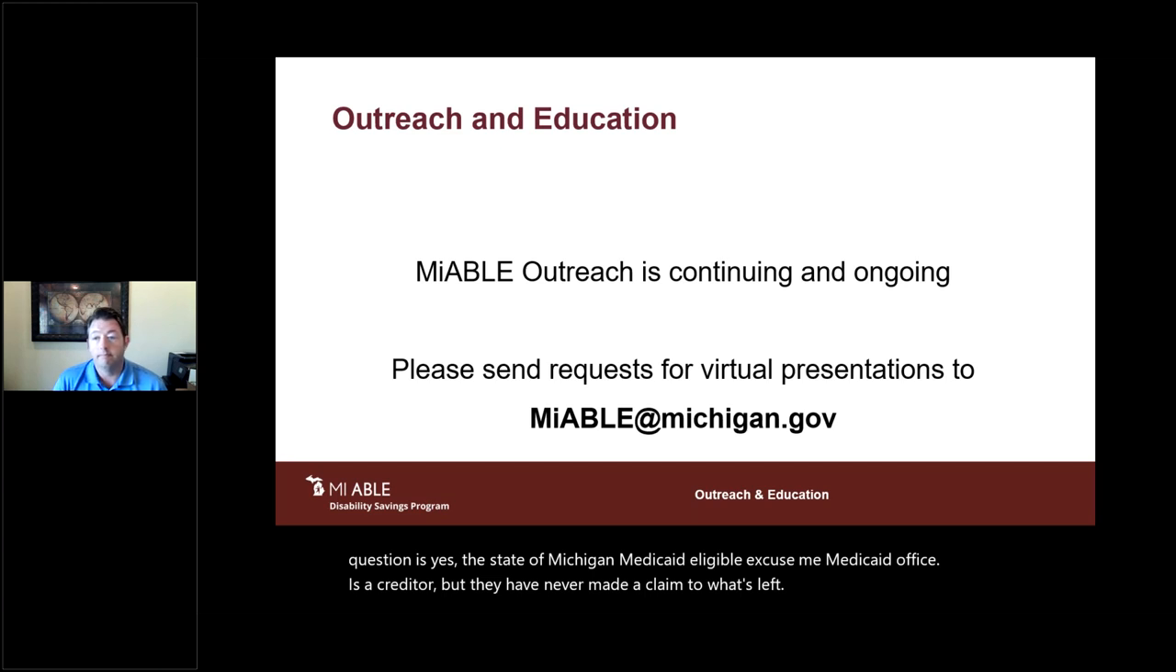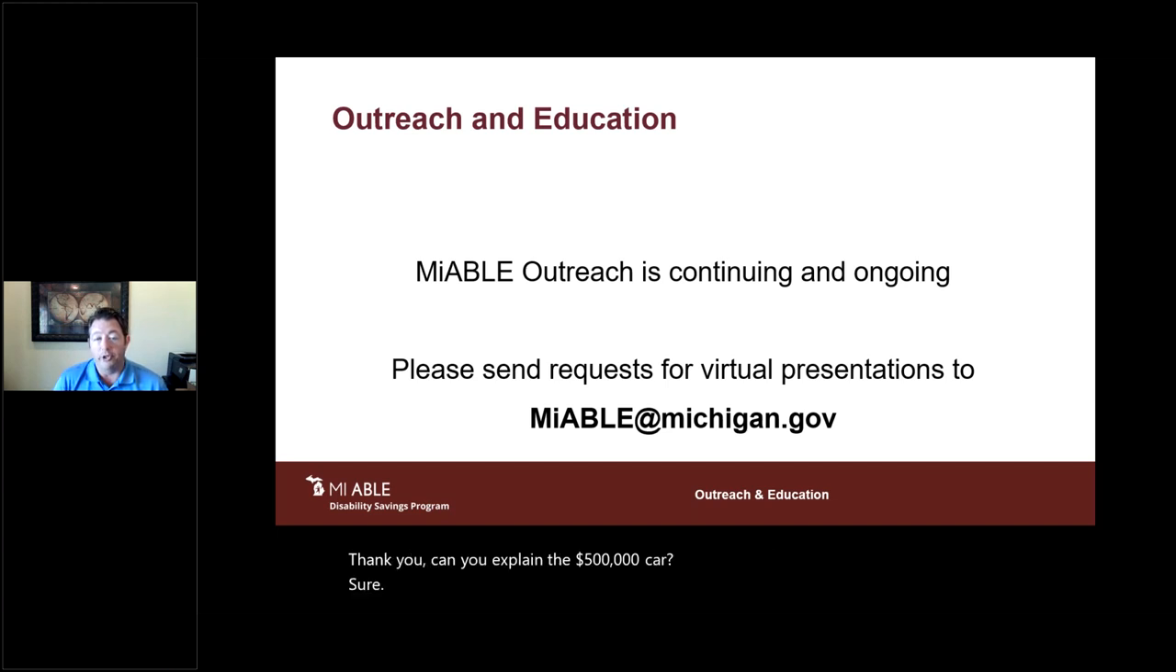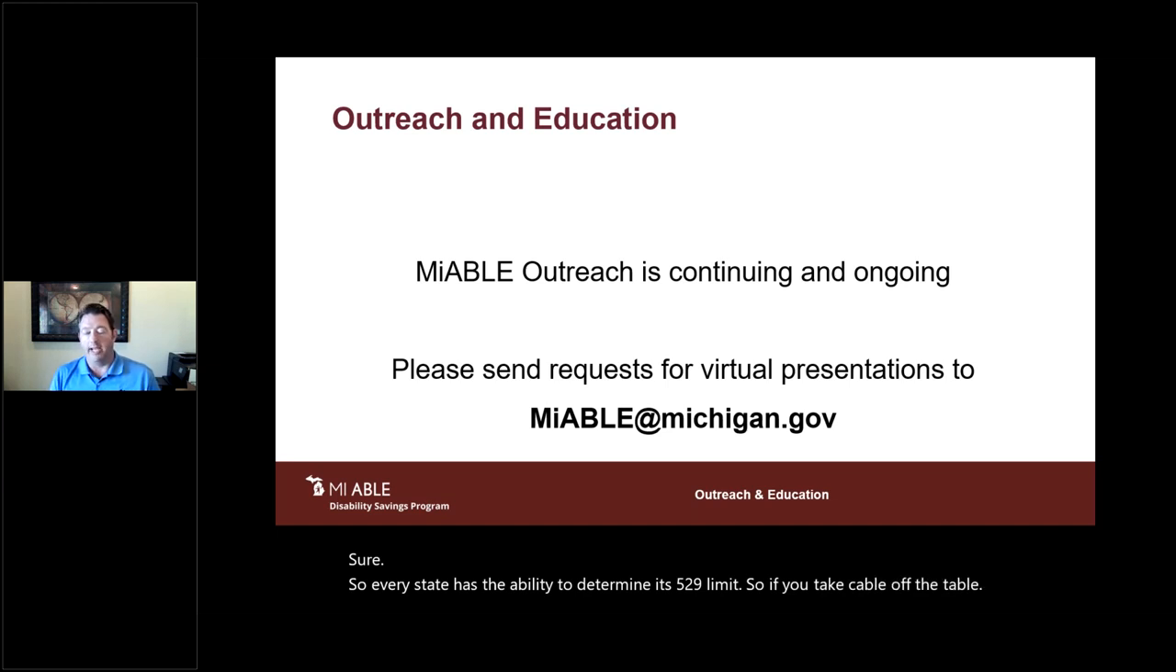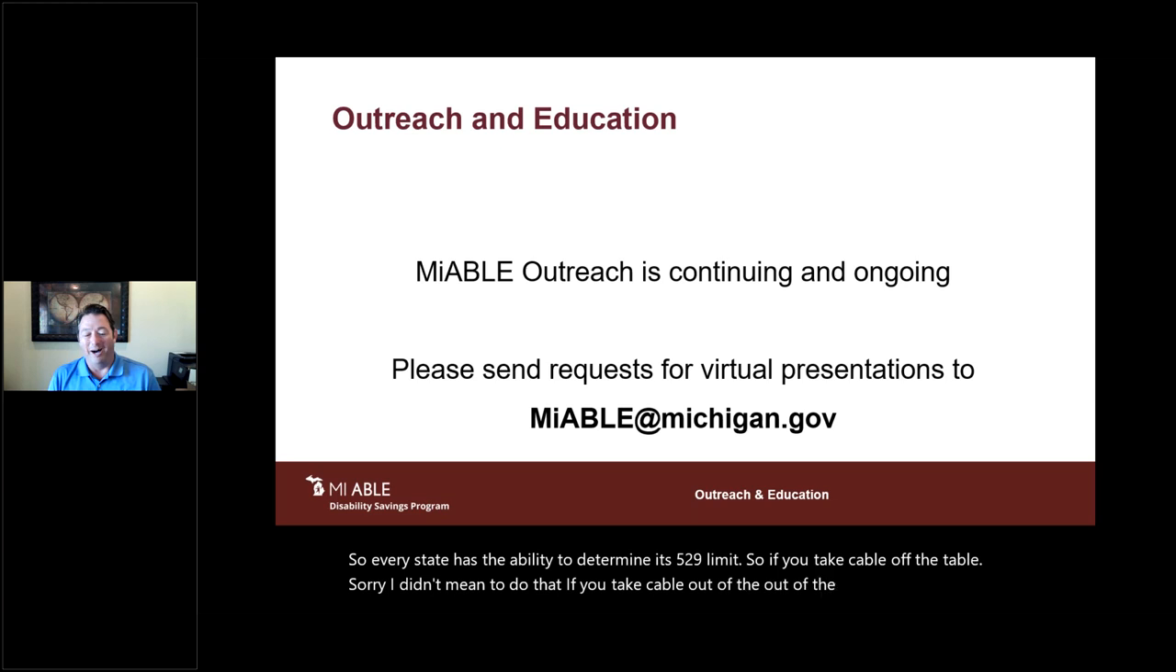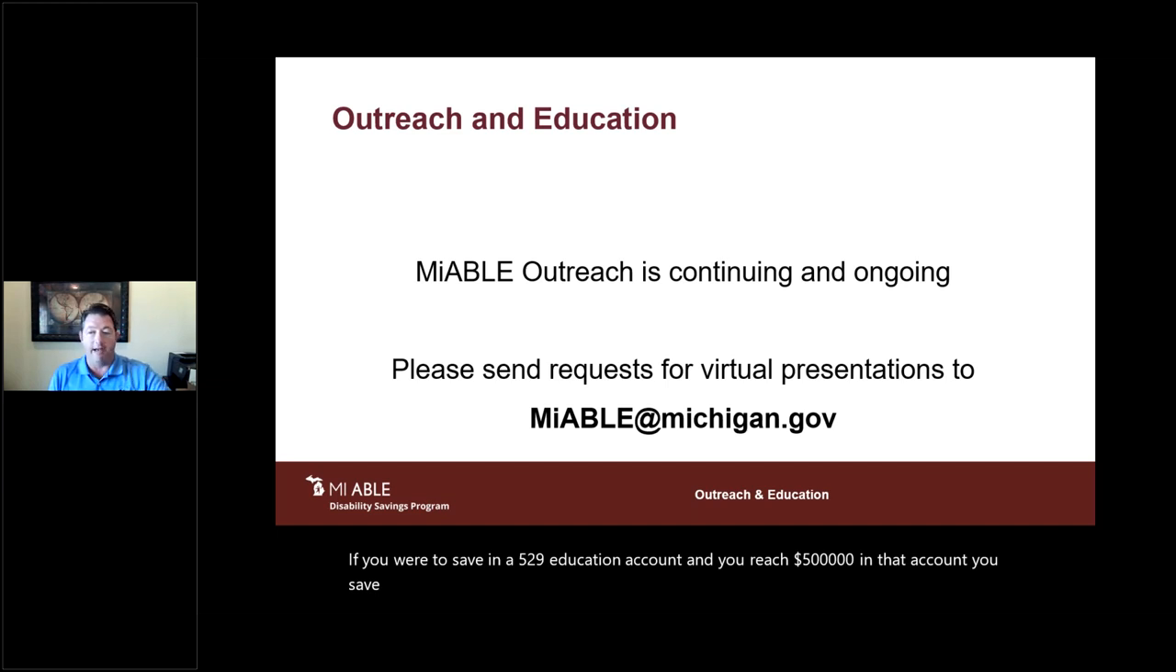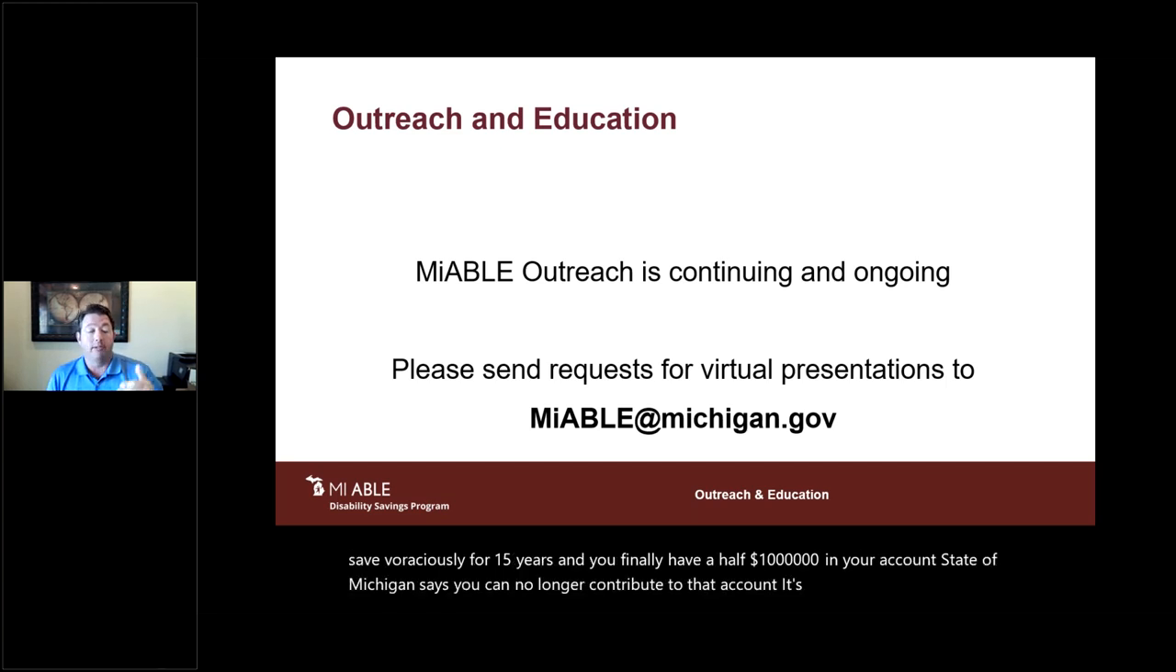Thank you. Can you explain the $500,000 cap that's unique to Michigan? Sure. Every state has the ability to determine its 529 limit. If you take ABLE out of the conversation, and you save in a 529 education account and reach $500,000 in that account, saving voraciously for 15 years, the state of Michigan says you can no longer contribute to that account. It's full, basically. That's what the cap means. Once you reach that limit, you can no longer make contributions. Now, if you were to withdraw money and then be under that $500,000 cap, you can contribute money again.